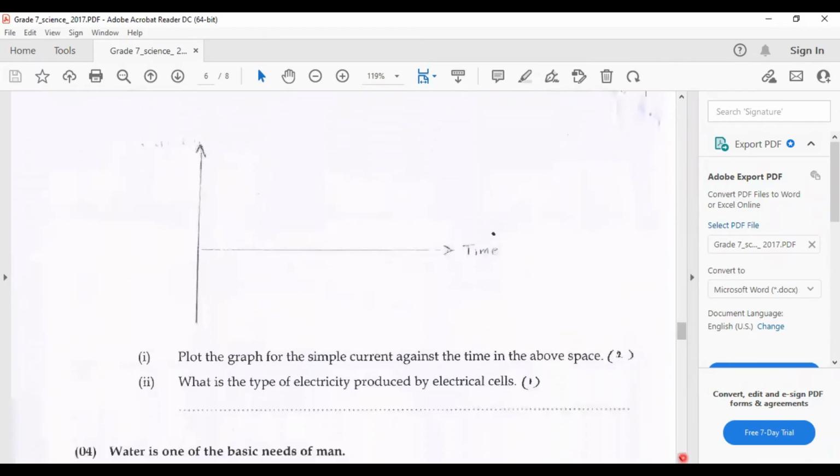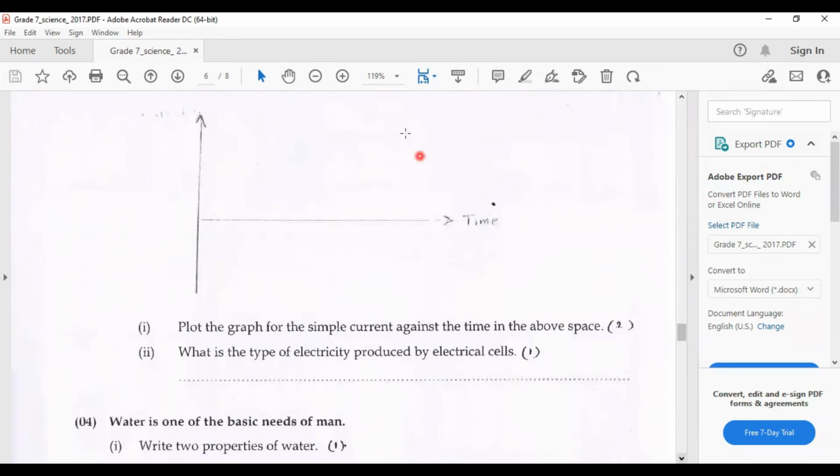Plot the graph for the simple current against the time in the above space. You know the simple current is flowing in one direction. We call it direct current. This is the graph for that. What is the type of electricity produced by electrical cells? The answer is direct current.